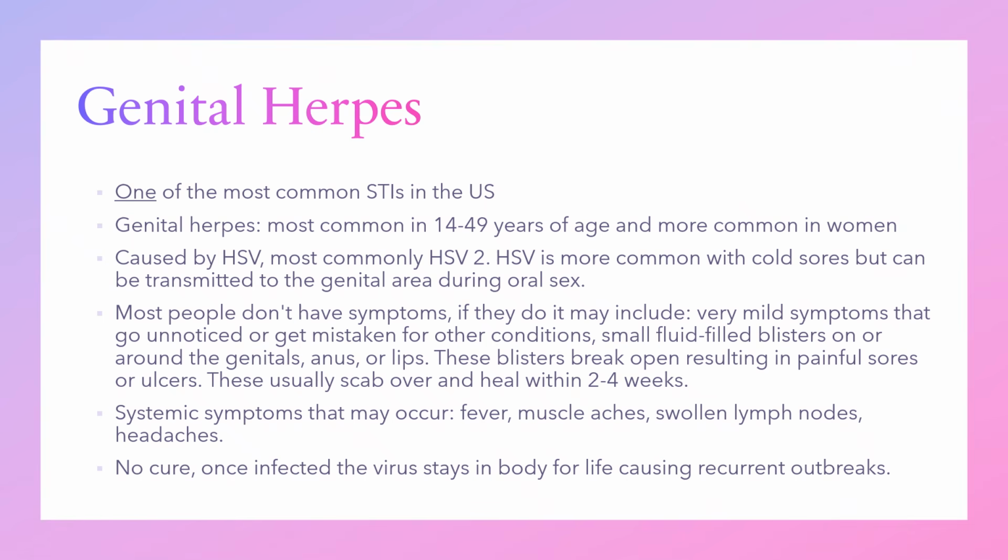They can have small fluid-filled blisters on or around the genitals, anus, or the lips. These blisters break open, resulting in painful sores or ulcers, but they usually scab over and heal within 2 weeks. You can have systemic symptoms that occur like fever, muscle aches, swollen lymph nodes, and headaches. There's no cure. Once they're infected, the virus stays in their body for life and they can get recurrent outbreaks.